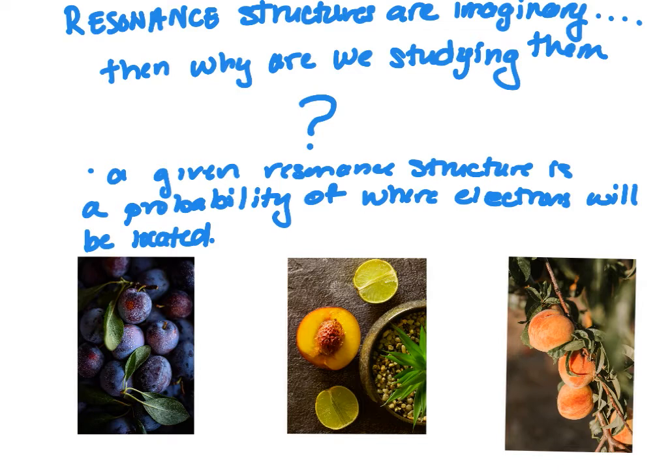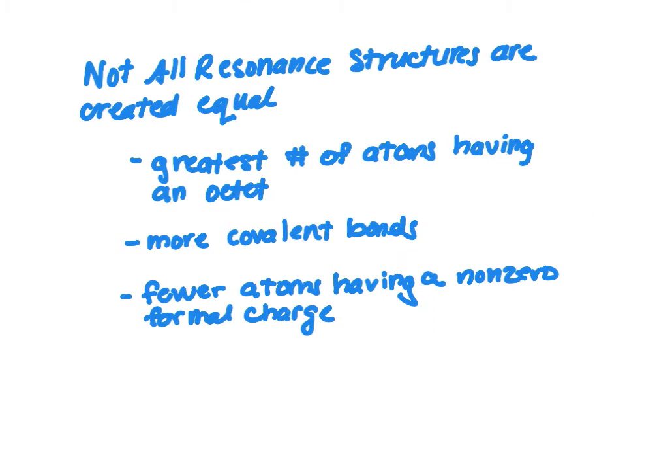And that's what we're going to do when we draw resonance structures. We're going to show the probability of where the electrons will be located. But the actual molecular structure, the actual distribution of electrons, is going to be a hybrid of the resonance structures that we draw. The resonance hybrid will look most like the lowest energy, most stable resonance structure.